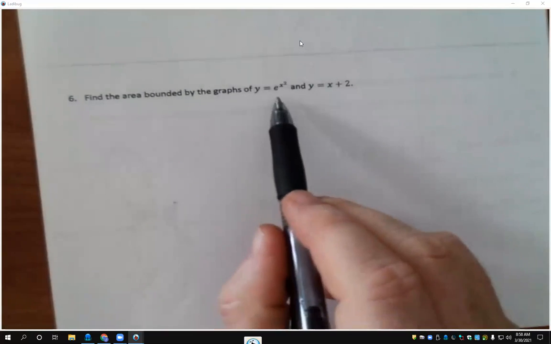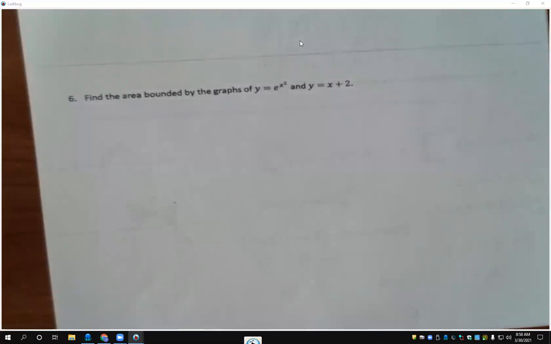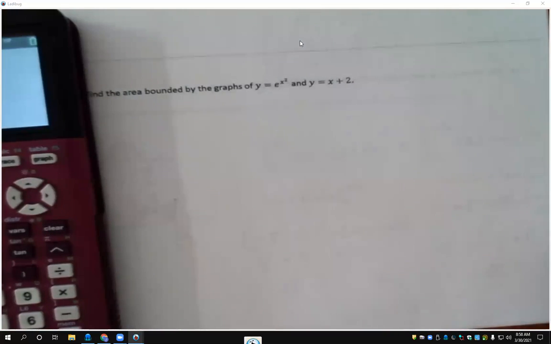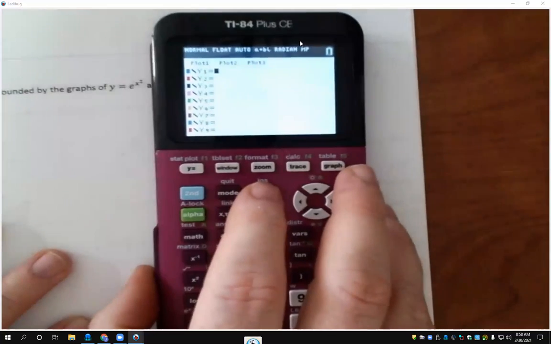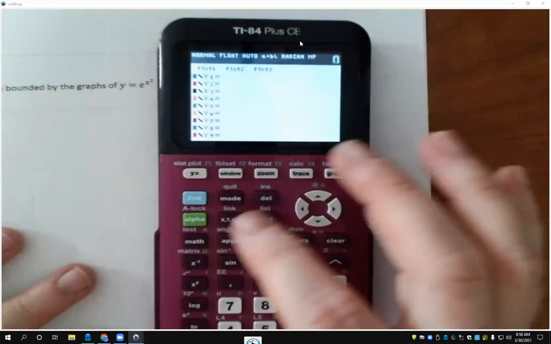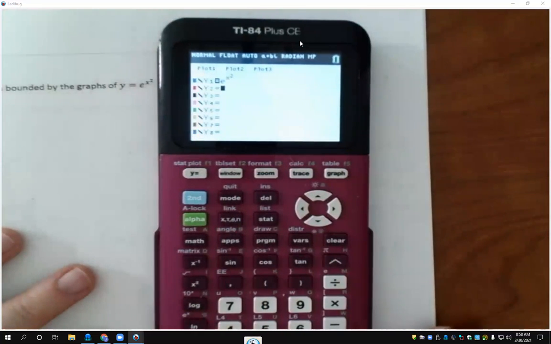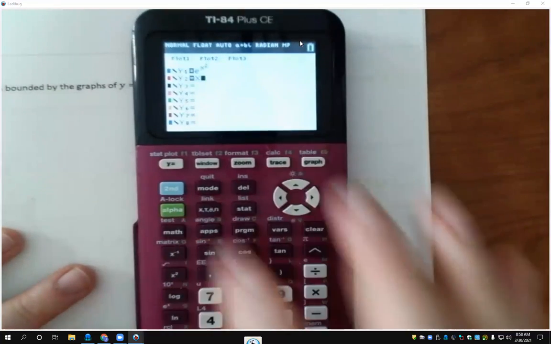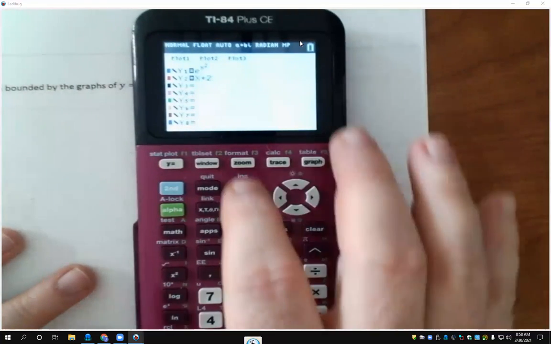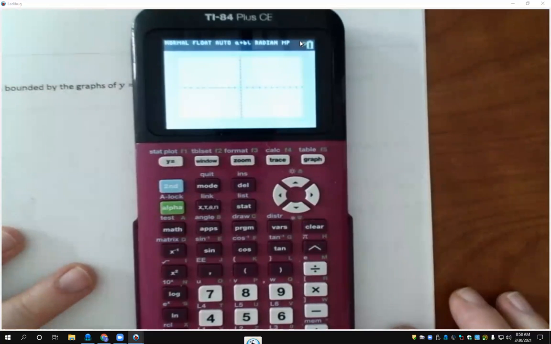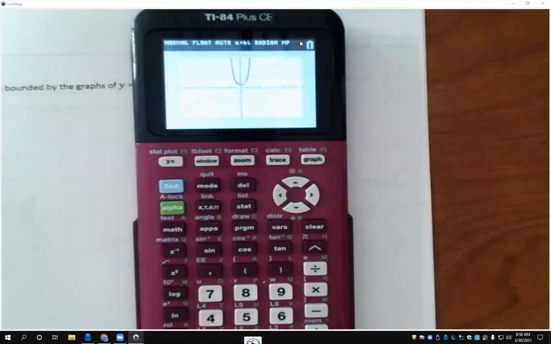6. All right. So find the area bounded by the graphs of y equals e to the x squared and y equals x plus 2. So the first thing I'm going to do is I'm going to my calculator and I'm graphing those. So in y1, I'm going to do e to the x squared. And in y2, I'm doing x plus 2. And I'm going to take a look at that graph. That's e to the x squared. And that's x plus 2.